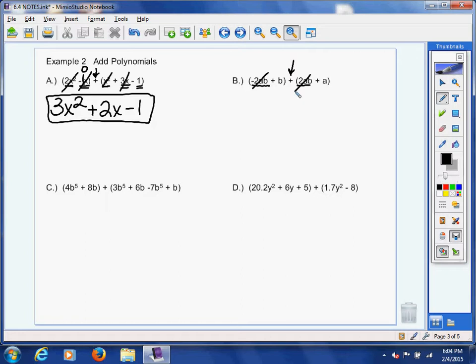Okay? So let's look at this next term. I have b. I don't see a b in the other term, so I'm just going to drop that down. Plus, I have an a here, and I don't have anything to add to that a, so I'm just going to drop it down. And they're not like terms, so I'm just going to leave it just as it is, and that will be fine.